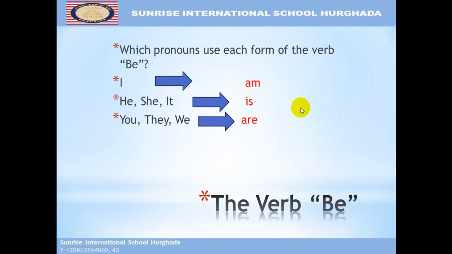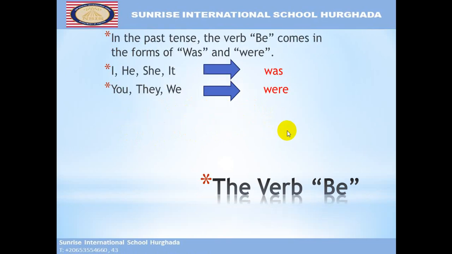Okay, so let's go over it again. Which pronouns use each form of the verb be? When we have the pronoun I, we use the verb am, or the form of verb be called am. If we have pronouns such as he, she, and it, we will use the form of verb be is. If we have pronouns such as you, they, and we, we will use the form of be, which is are. Okay, so that was in the present.